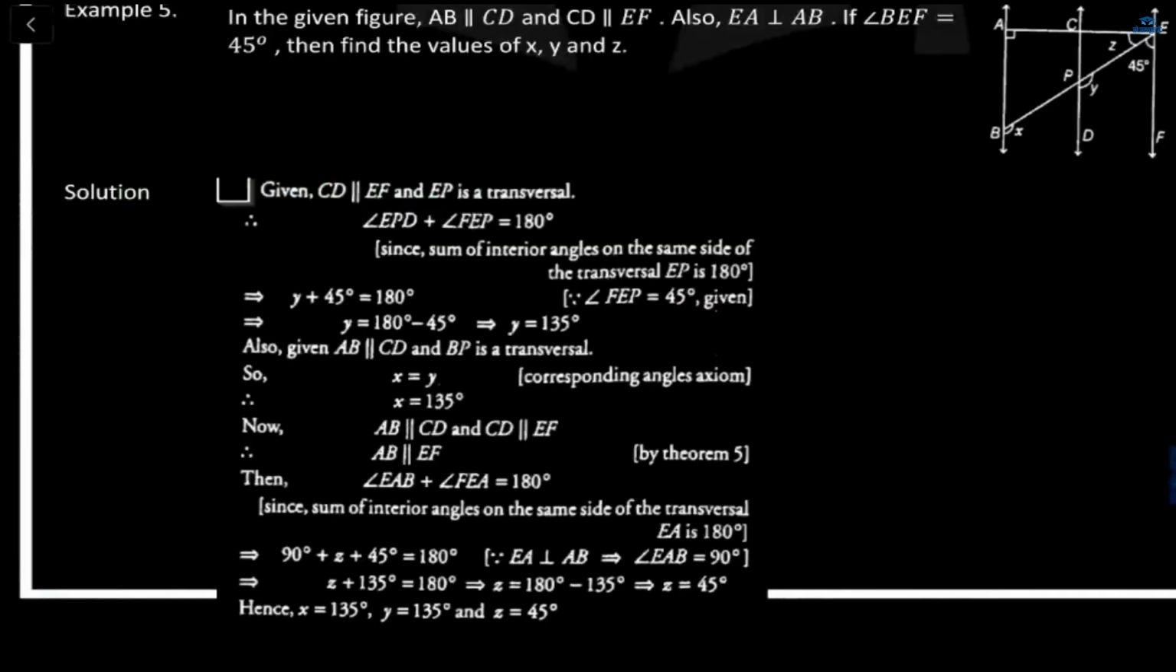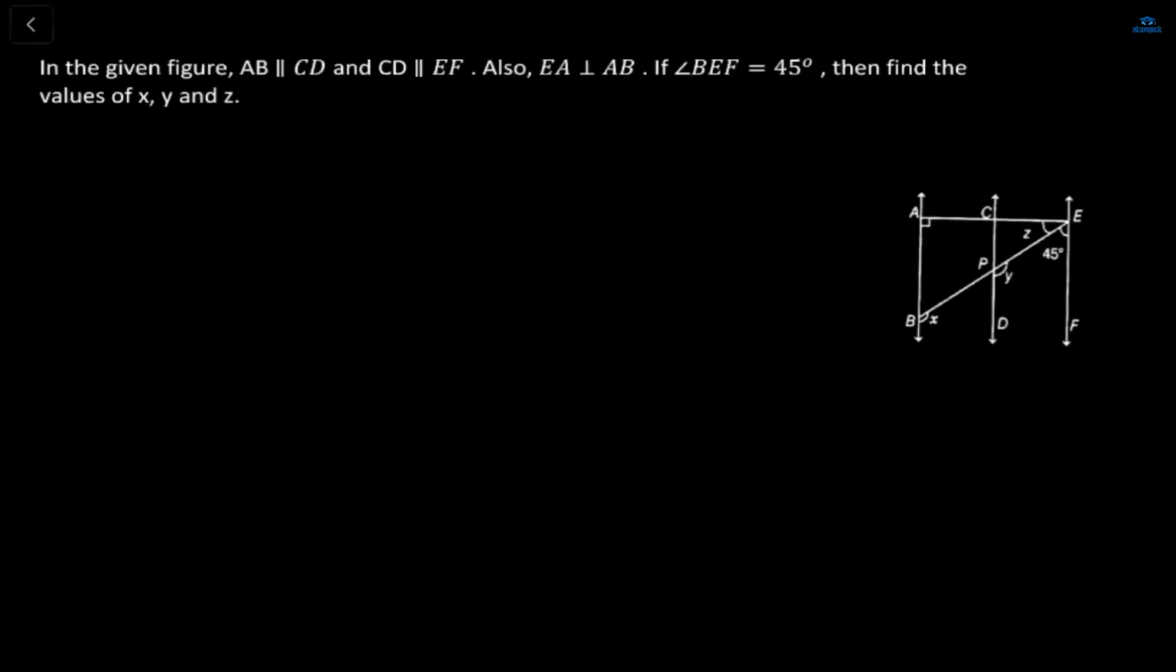Now, EA is perpendicular to AB. If angle BEF is 45 degrees, then find the values of X, Y, and Z. Now, how are you going to find the values of X, Y, Z? Anybody can tell? Lines are parallel, EA is perpendicular.